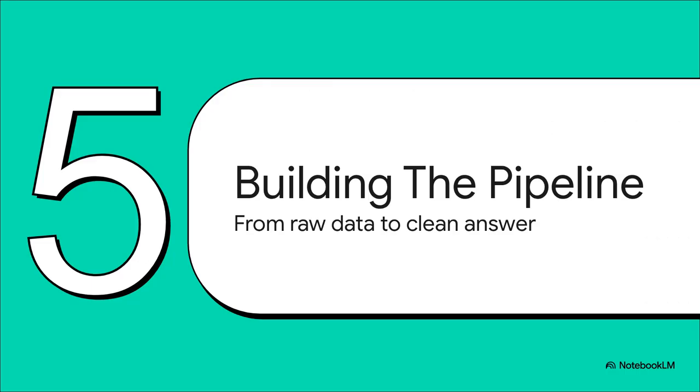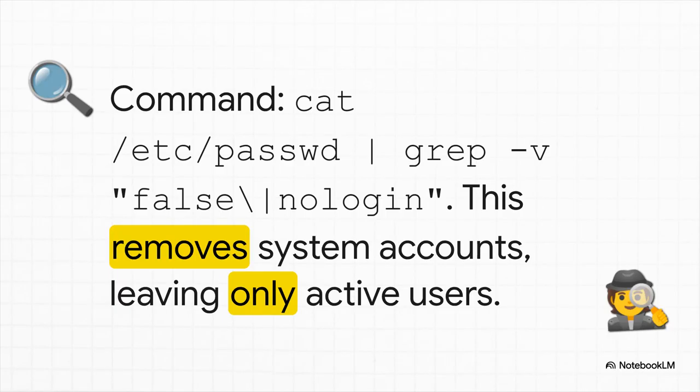Okay, this is the main event. This is where the real magic happens. We're going to start combining these tools into what we call a command pipeline. Just picture a digital assembly line. We're going to feed our raw /etc/passwd file in one end, and then each command we add is like a new workstation that filters and cleans and refines the data until one single perfect answer pops out the other side. So, workstation number 1 on our assembly line is grep, but notice we're using the -v option.